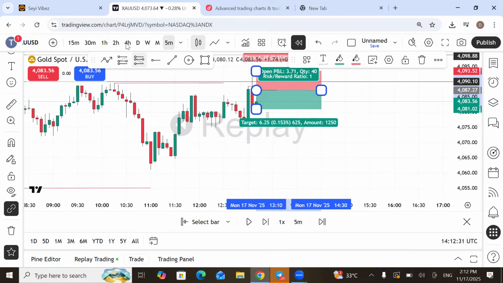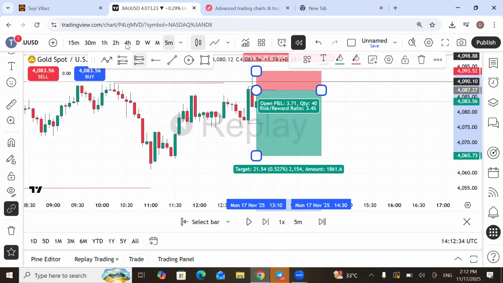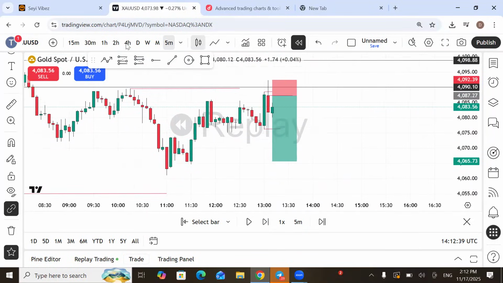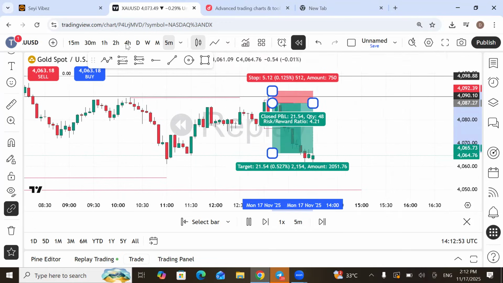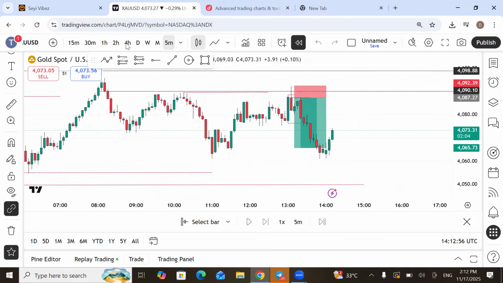But me, I didn't target the 4-hour low. This is where I target. That is 1 to 4. So now let's play price. Let's see what price does. Can you see? Sniper entry. Boom, I'm out. So that's just it. That is how I got my 1 to 4 RR on XAUUSD today.